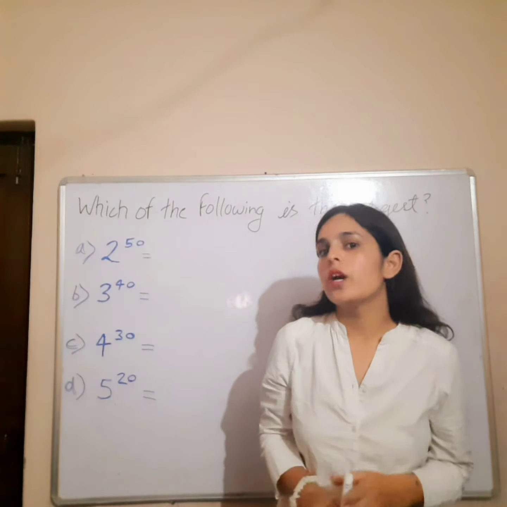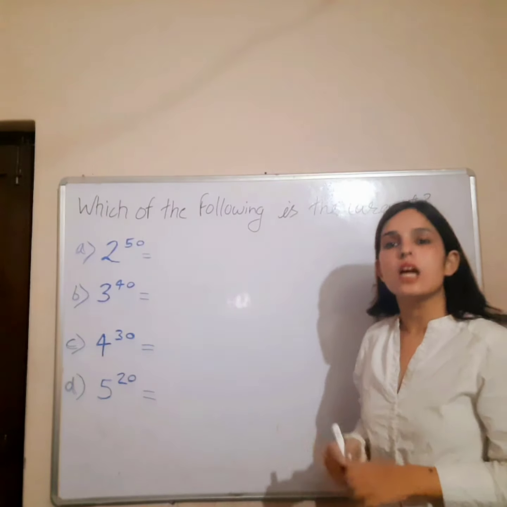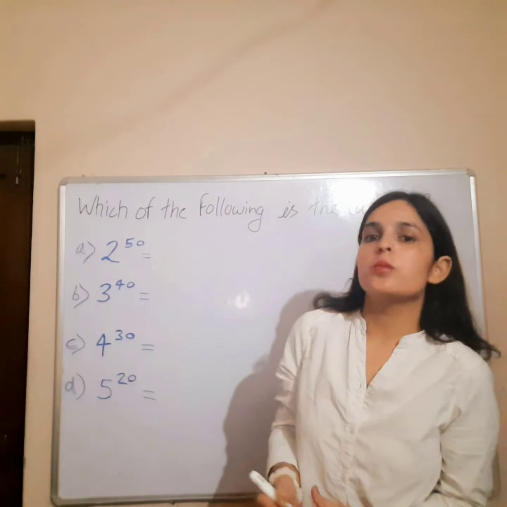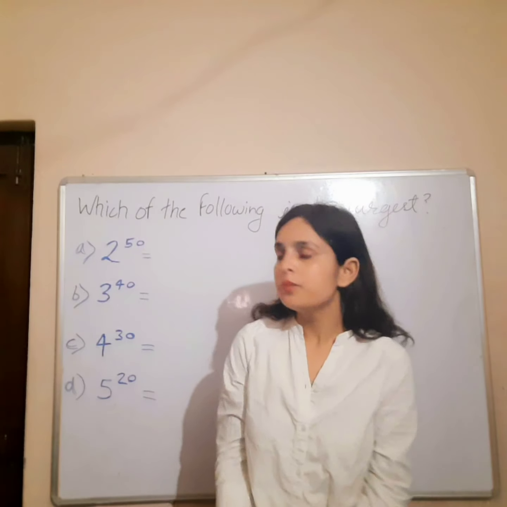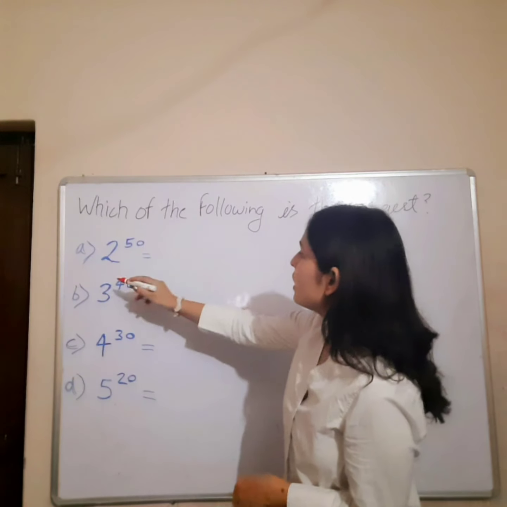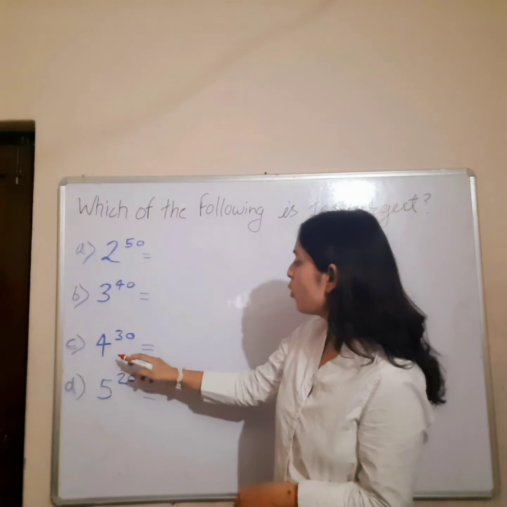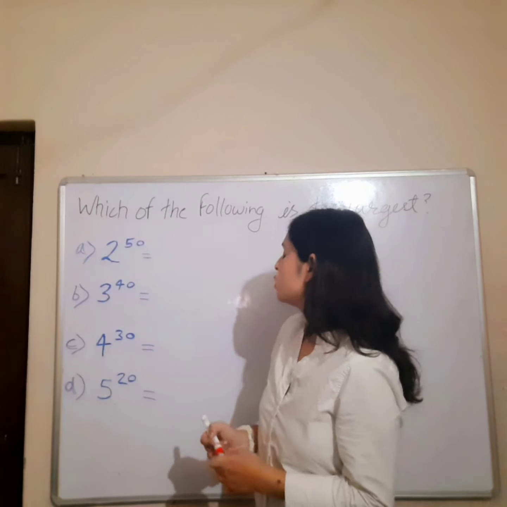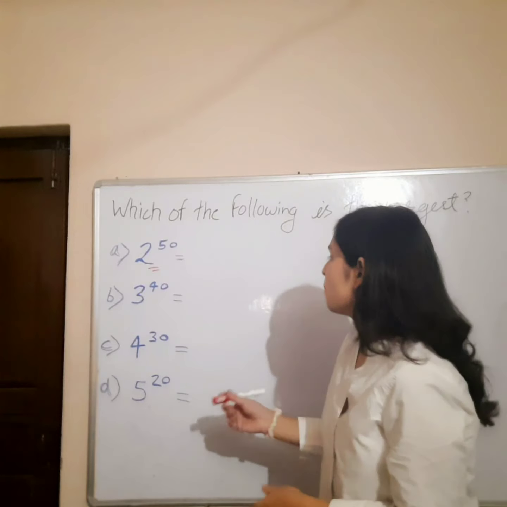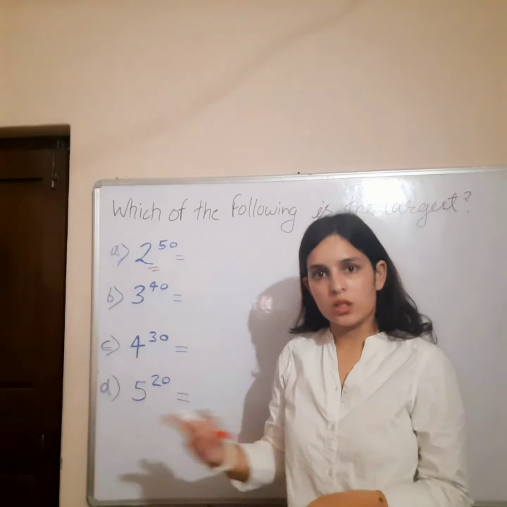So in this video we are going to find which number is the largest by using the formulas of exponents and powers. So इसमें हम देख सकते हैं कि one number is 2 raised to the power 50, 3 raised to the power 40, 4 raised to the power 30 and 5 raised to the power 20. So इन numbers को compare करने के लिए we can do one thing or the other.